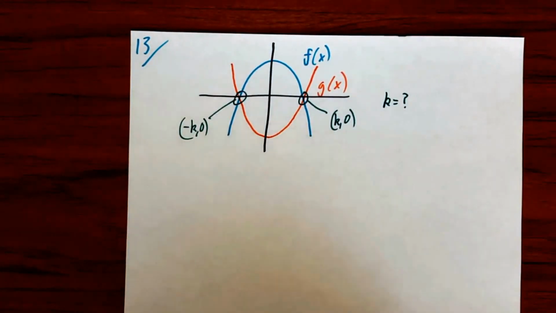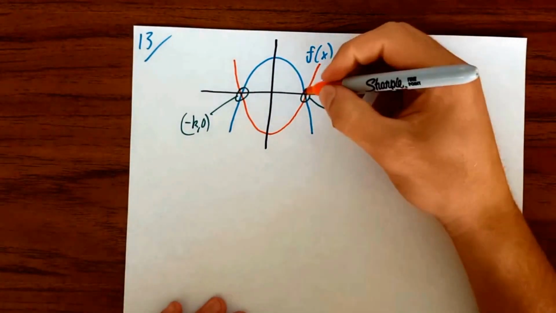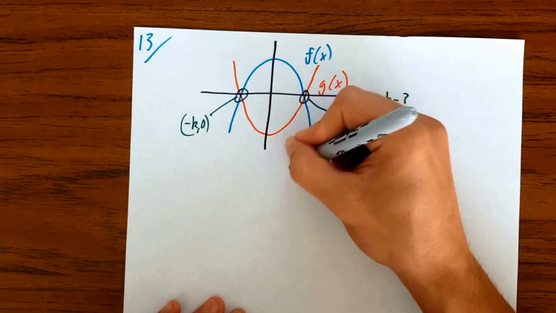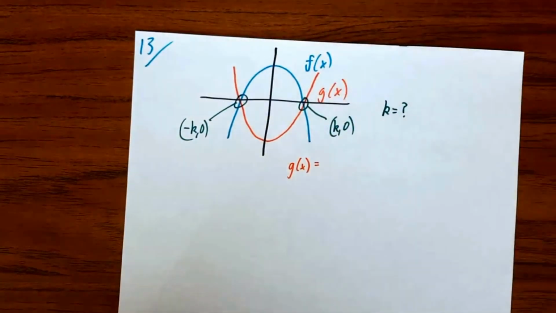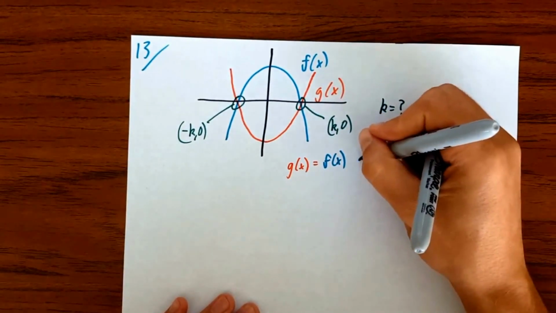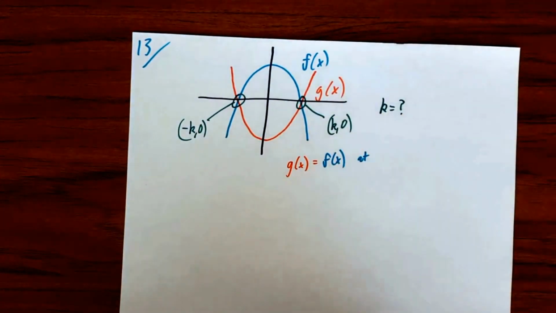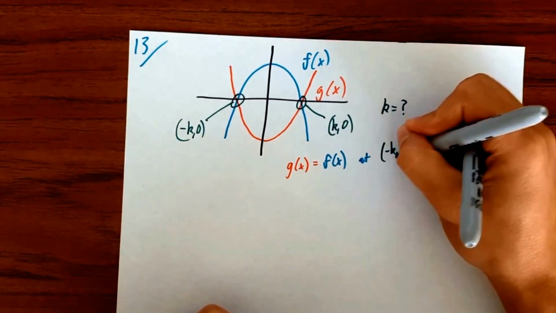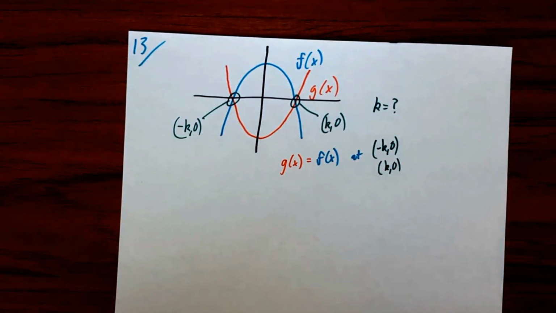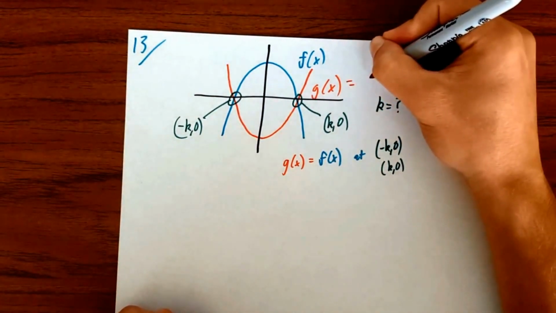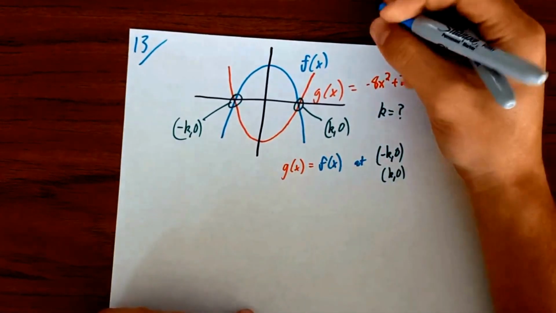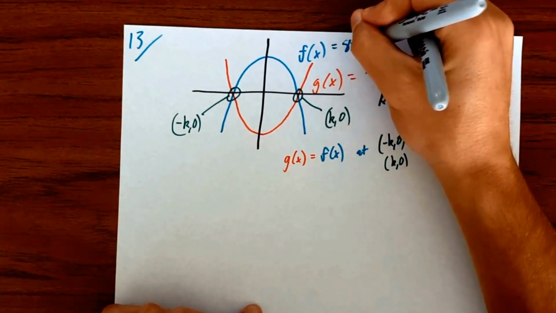And again, where two curves intersect is where they're equal to each other. So you're going to have g of x equals f of x at minus k, 0, and at k, 0. And you're given that g of x is minus 8x squared plus 2, and f of x is 8x squared minus 2.